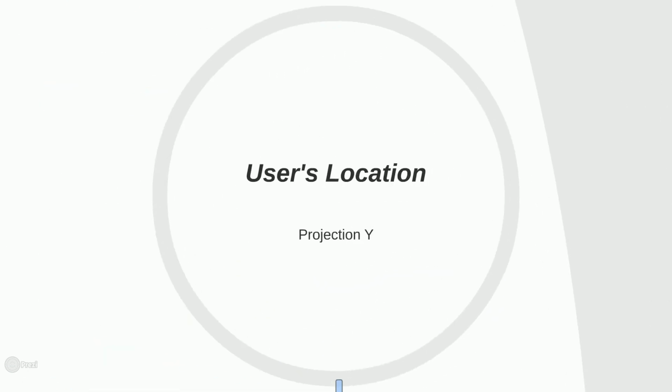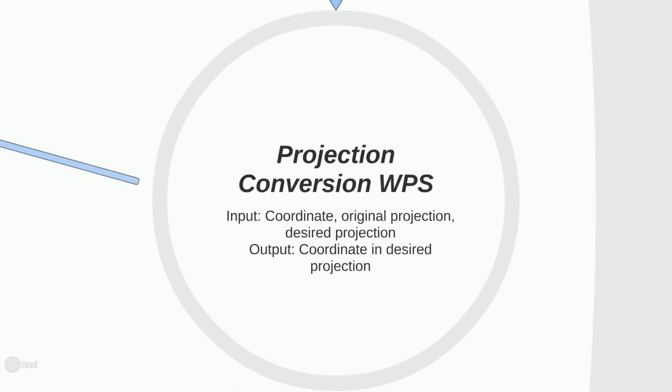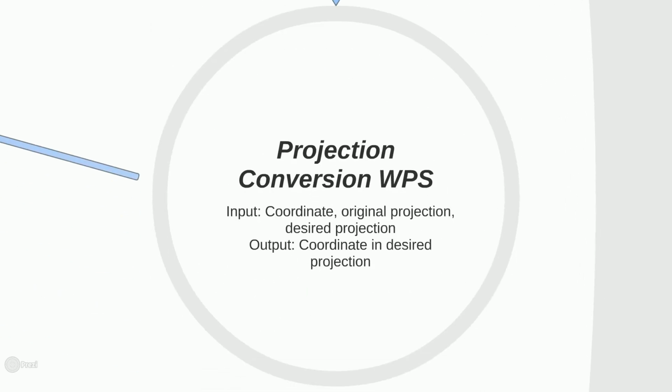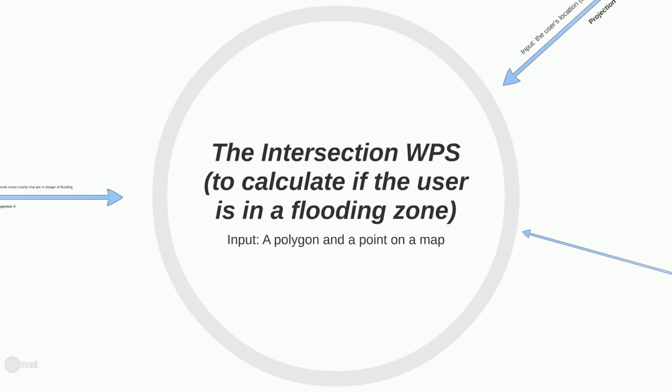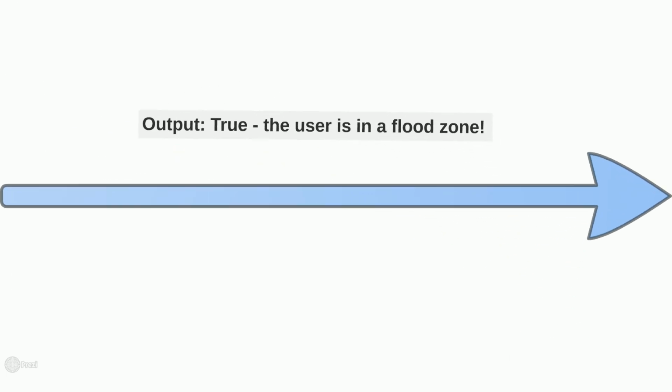Here we have the user's location again in projection Y. It so happens that there are projection conversion WPSs out there that will do the conversion for us. Here we will see that it will output the user's location in the desired projection. Now we can do the calculation to see if the user is in a flood danger area. And yes, it turns out that the user is right in the middle of an area that will be flooded soon, as predicted by the flood modeling WPS.